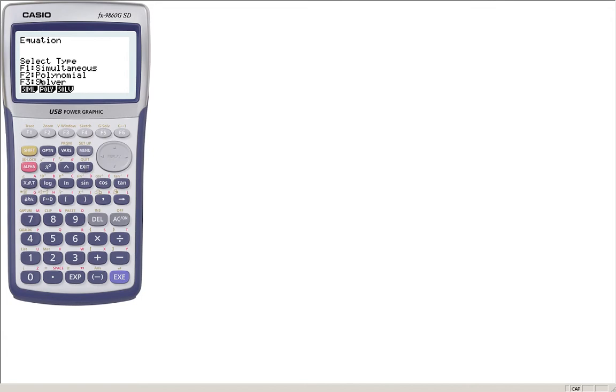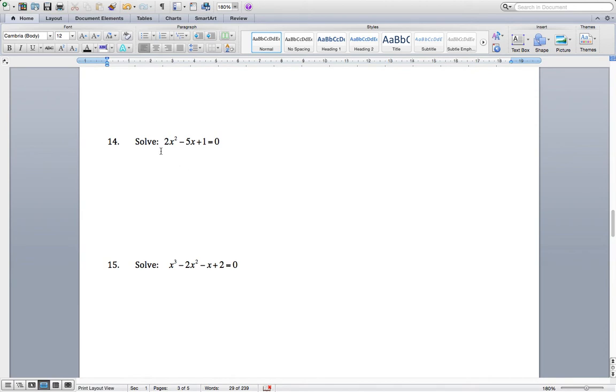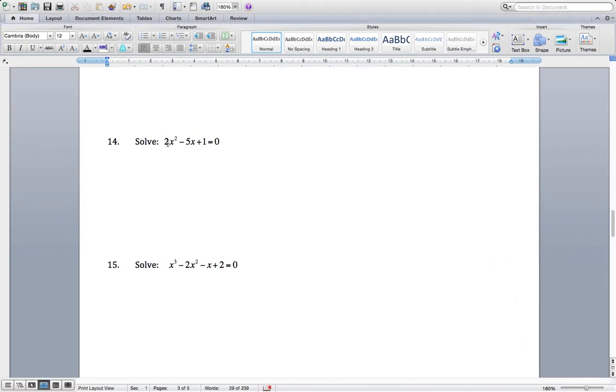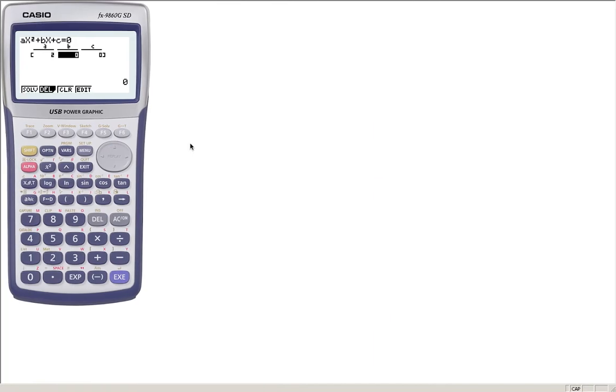Let us look at polynomial now. Okay, so look at this problem, students. Solve 2x square minus 5x plus 1 equal to 0, a quadratic equation. So let me press polynomial, and then degree is 2. F1. You can see ax square plus bx plus c equal to 0. So you need to enter the values of a, b and c. A is 2, b is minus 5, c is 1. So 2, minus 5 and then 1.